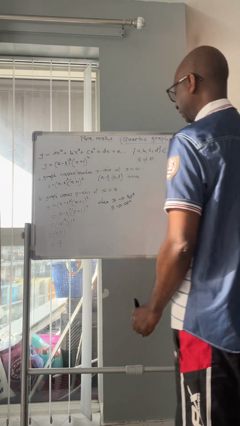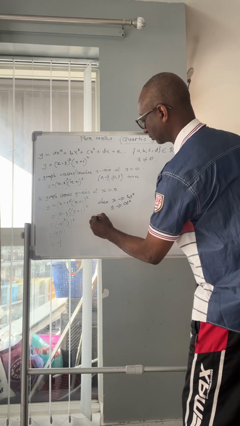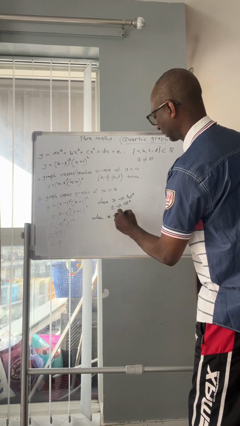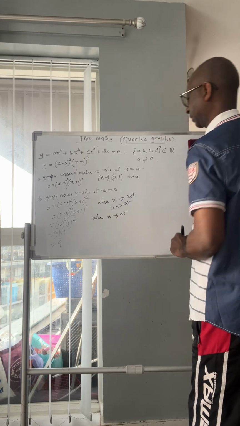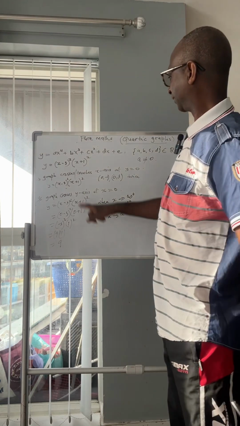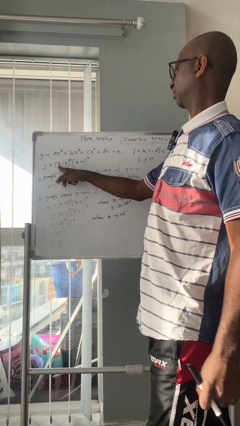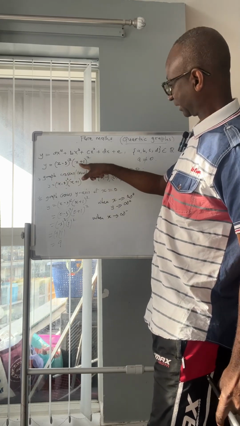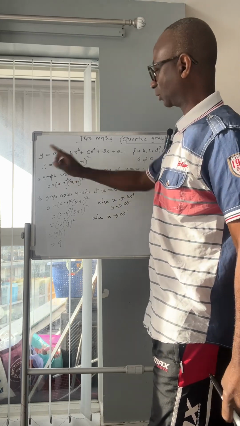For plus infinity. Now when x approaches minus infinity, what happens to y? If x goes smaller, take negative values. It takes negative value. What will happen to the value of y?